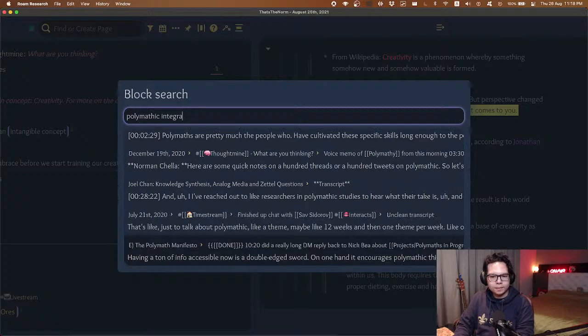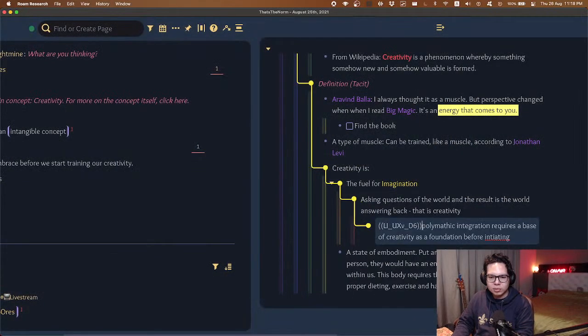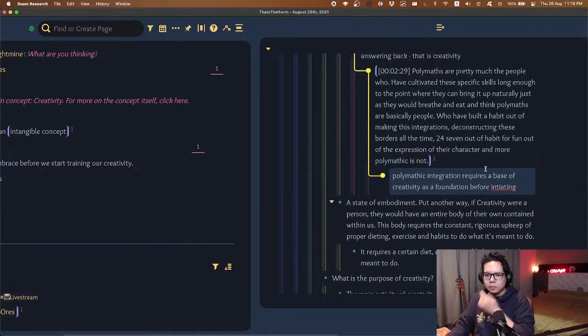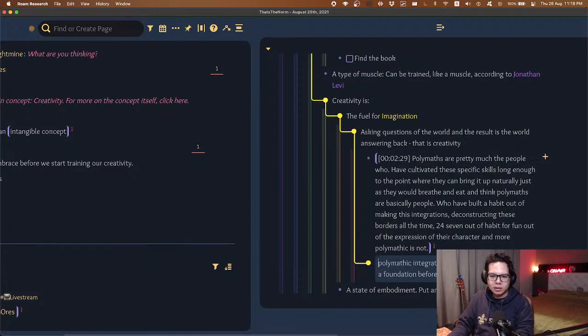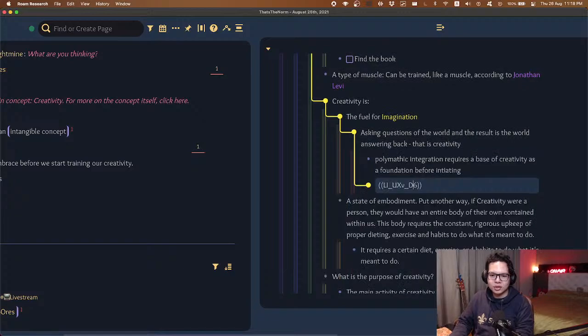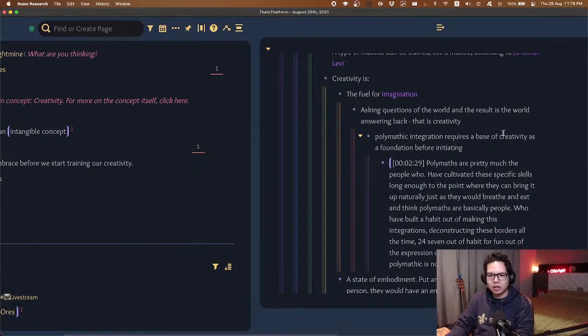I have some transcripts from voice notes on polymathic integration. Let me see if this is useful. Polymaths naturally breathe, eat, think integration. They build a habit of making integrations, deconstructing these borders all the time, 24/7, out of habit, for fun, out of the expression of their character. This is a very unclean transcript. Okay. I'll have to look at that later on. So I might have to listen to that later. Anyway, that is an unclean transcript, so I'll probably fully clean that later when I post it up.